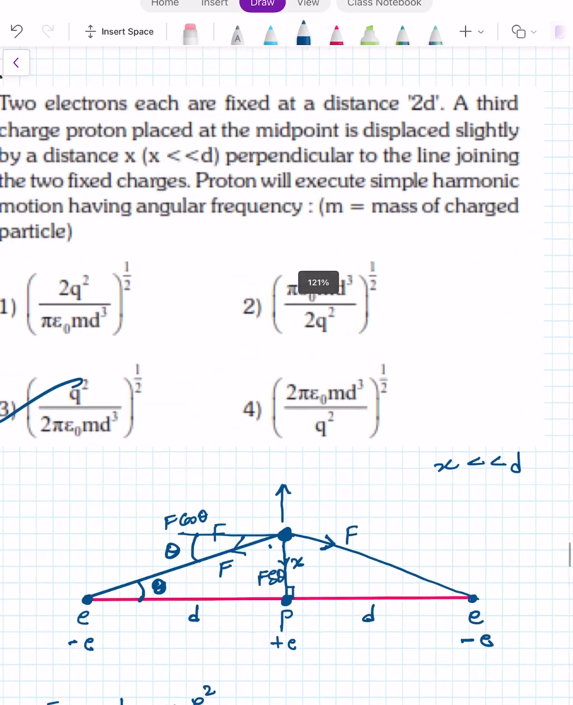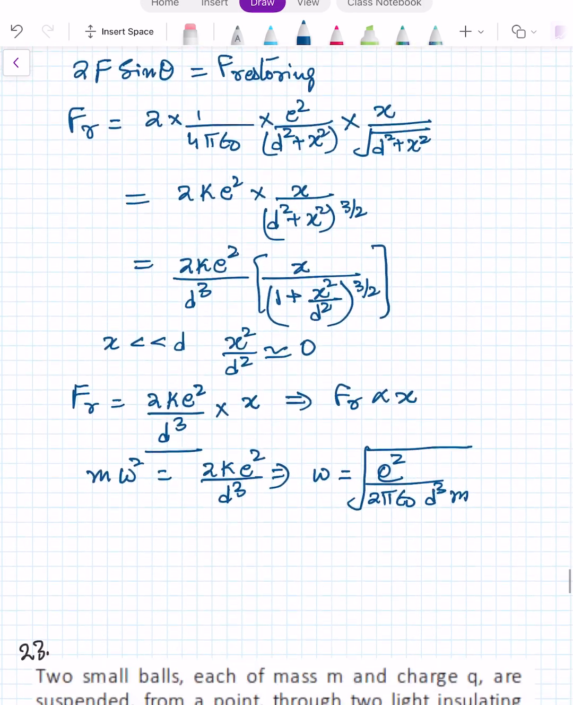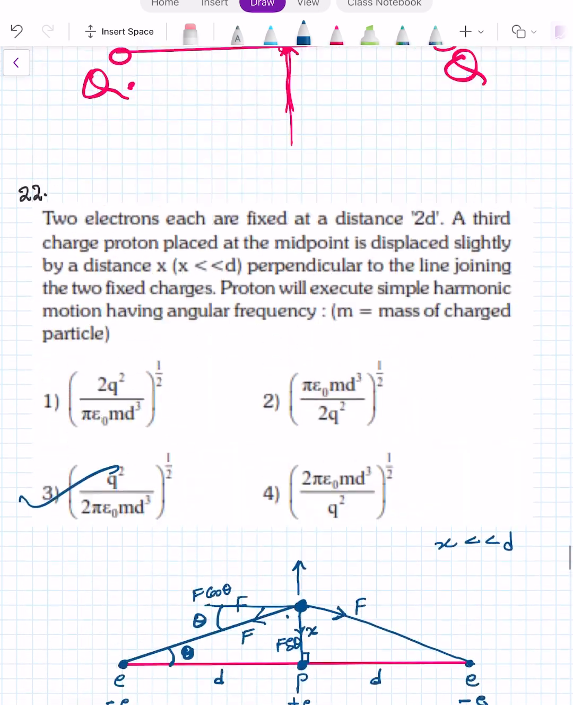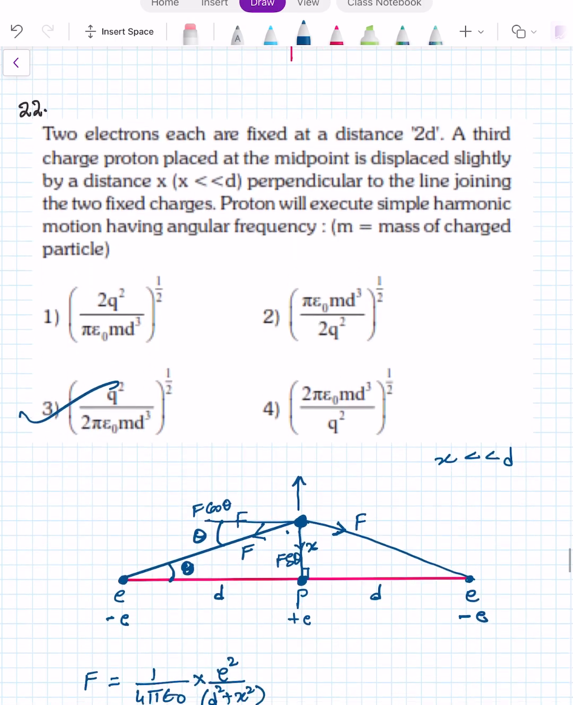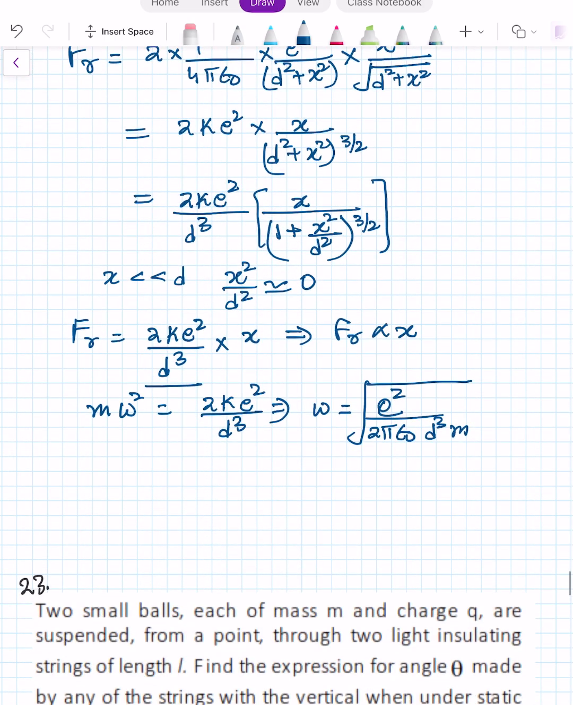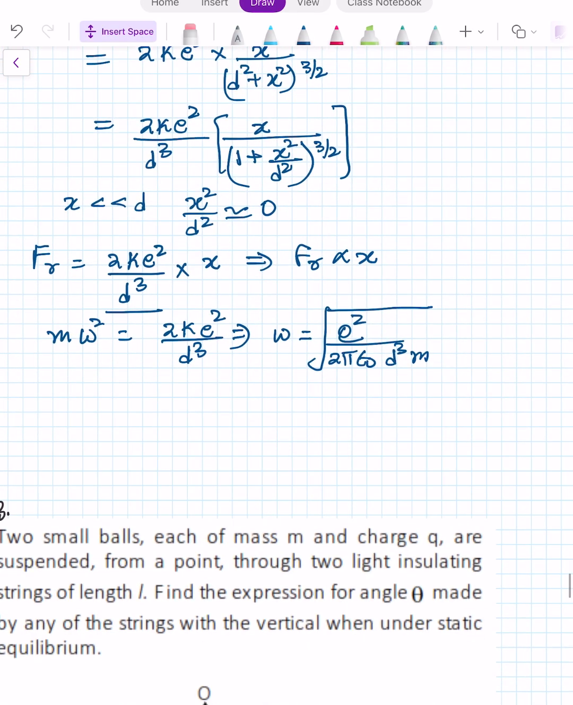Now you see, almost all the 4 questions were very much similar. If on the perpendicular bisector of two fixed charges they are asking at what particular distance from the midpoint of the line joining the charges the force experienced by a test charge is maximum, then you can remember it is going to be a by root 2. Now we are coming to the next question.